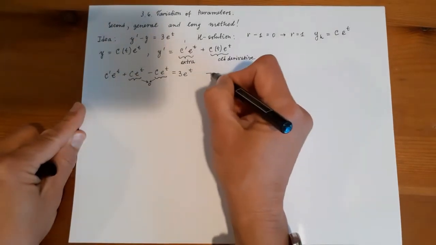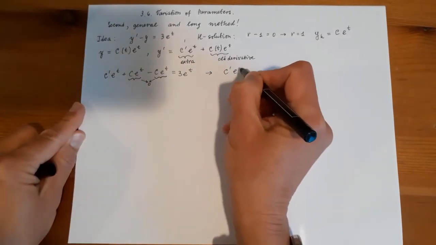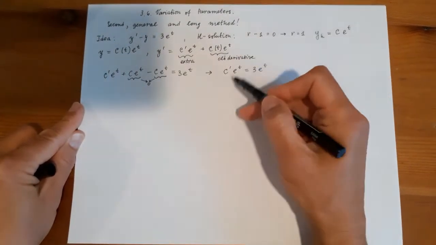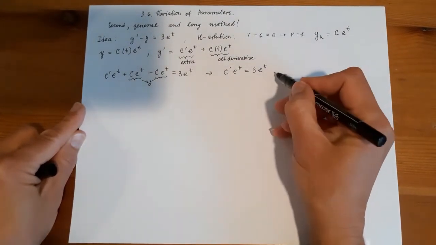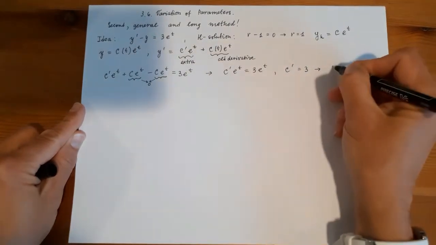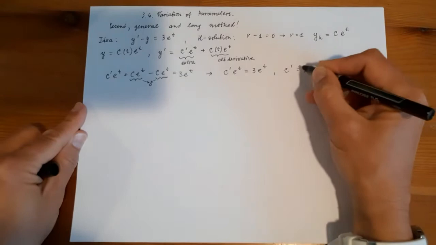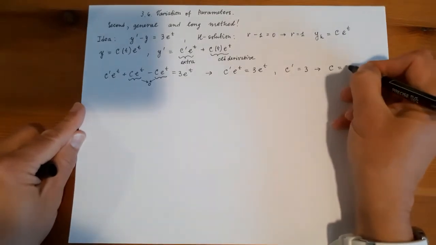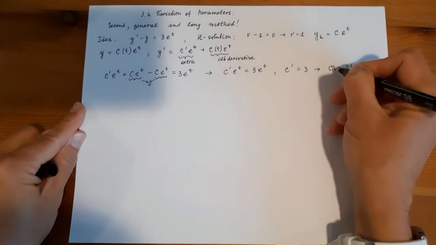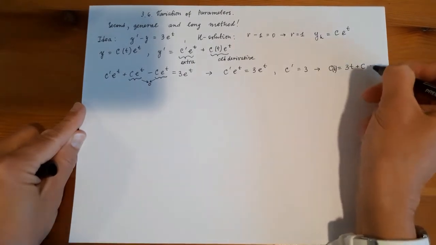And what we are going to have is c prime e to the power of t equals 3e to the power of t. Well, we can divide by e to the power of t because it's not equal to 0, right? And we are going to have c prime equals 3, from where it's very easy to find what c is. Just anti-differentiate both sides, right? It's 3t plus a constant, which is a real constant, right? I'm going to put here c of t to separate this c from this c.